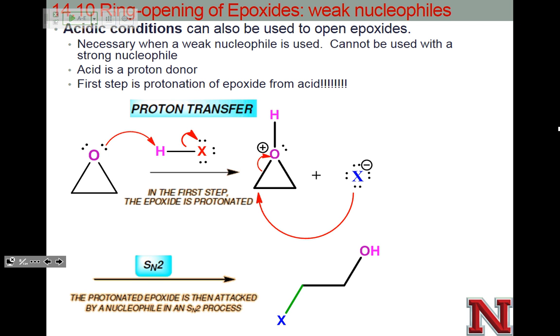This can, not all the time, but it can affect our regioselectivity. So we're going to discuss how it affects the regioselectivity. With the anti-dihydroxylation, it wasn't really that big of an issue because we had an oxygen on both carbons. Regioselectivity didn't matter. But if it is anything else besides H2O that is acting as a nucleophile, the regioselectivity does make a difference. So we're going to look at that.